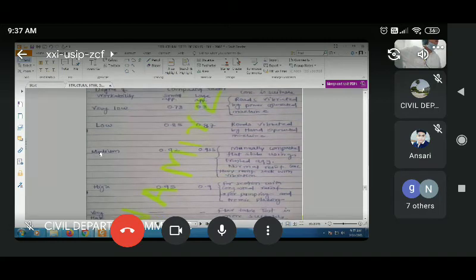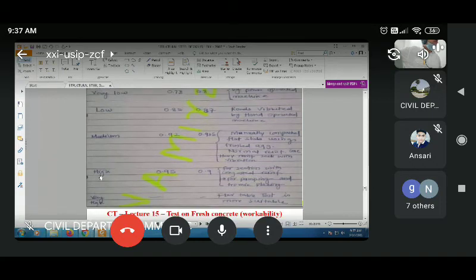And it is used for roads and concrete vibrated by hand operated machines. If a medium degree of workability is there, then the compaction factor value is 0.92 to 0.95. Manually compacted flat slab using crushed aggregate, normal reinforced concrete, heavy reinforcement section with vibration if you are using. If the degree of workability is very high, then the compaction factor will be 0.95 to 0.98.